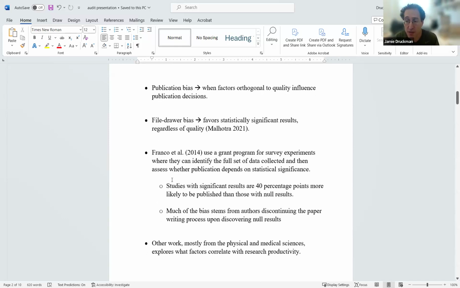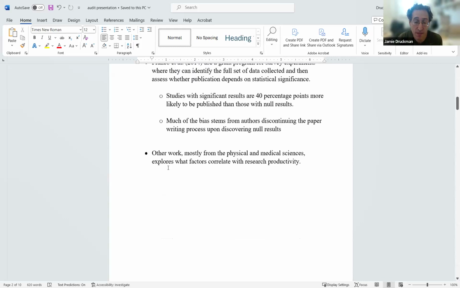So we were very motivated by this question. We were also motivated by other work, mostly from physical and medical sciences, that explores factors that correlate with research productivity more generally. Kind of what leads one to be more productive or less productive, or pursue a project or not pursue a project. And so that was a secondary thing that was inspiring what we were doing.